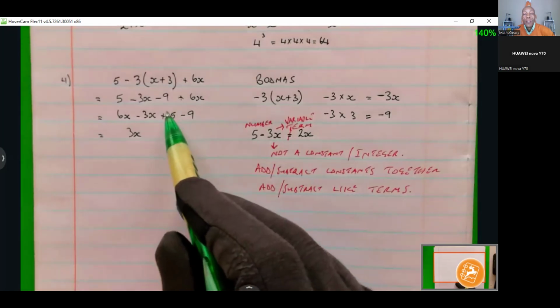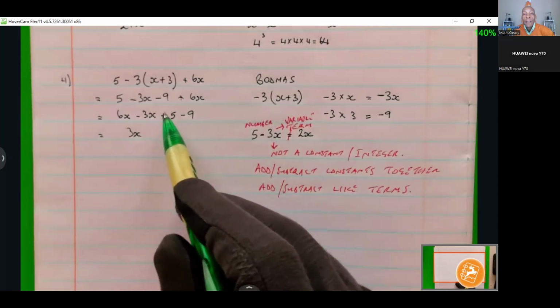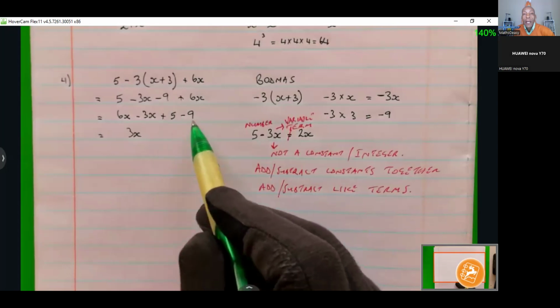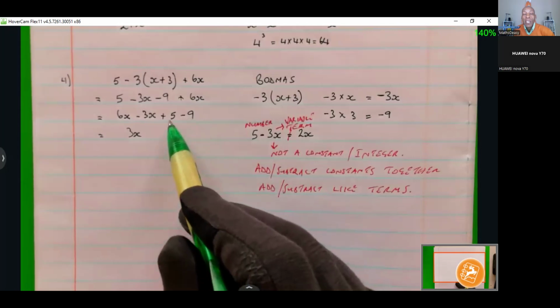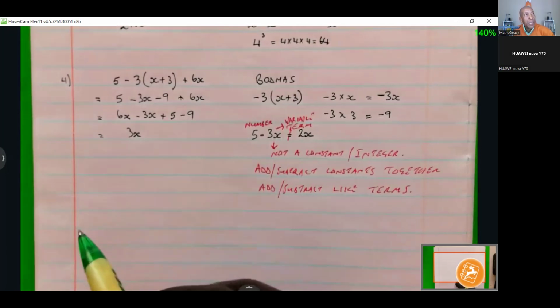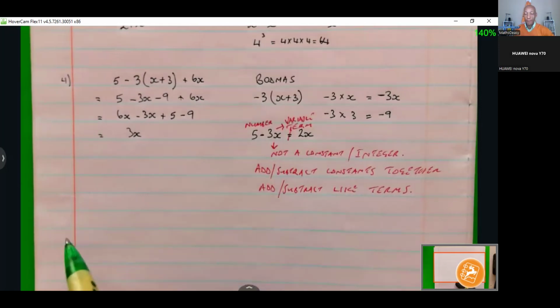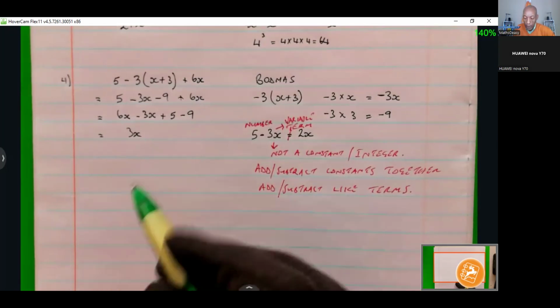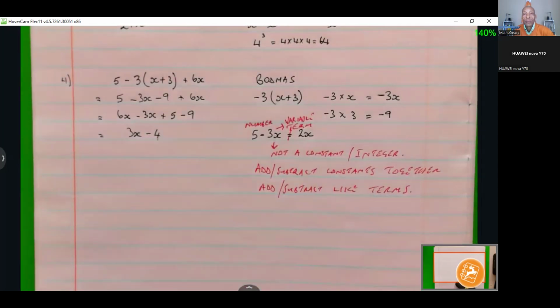If I have 5 rand and I owe you 9 rand, when I give you the 5 rand, will I be done with the payment? No. What would be the situation? You'd still owe me 4 rand. I'll still owe you 4 rand. That's how we can think about it.